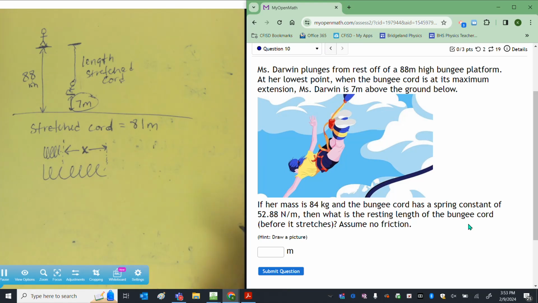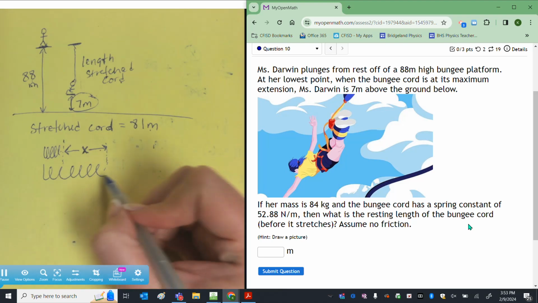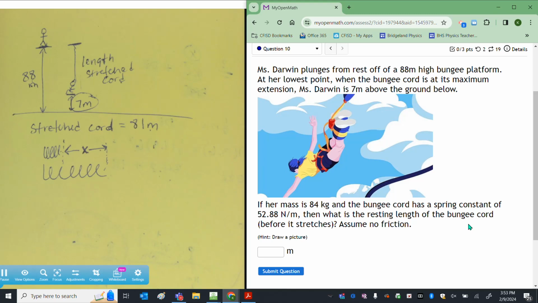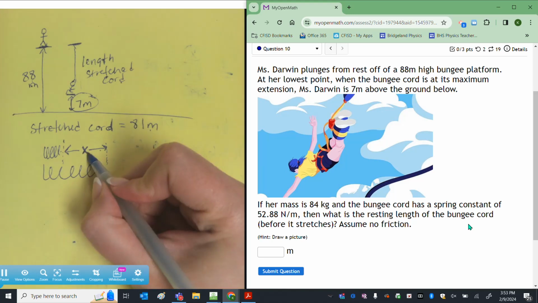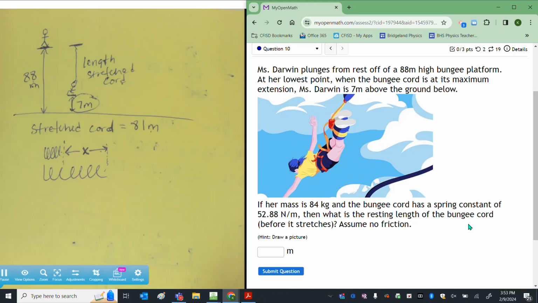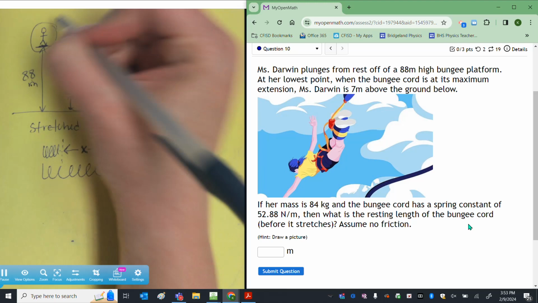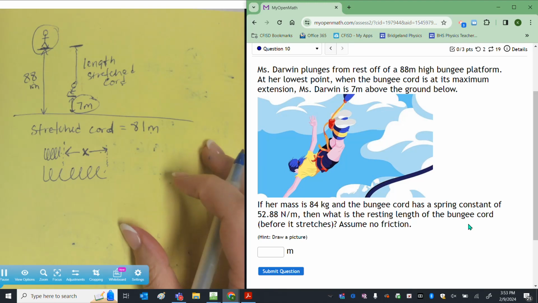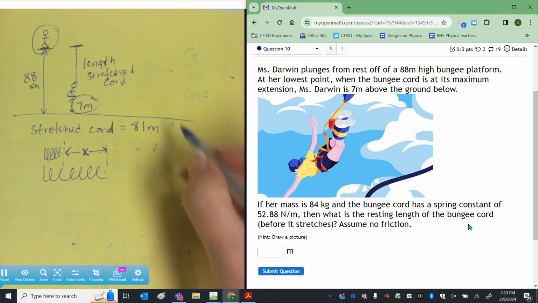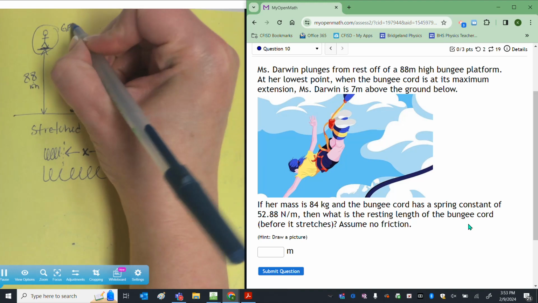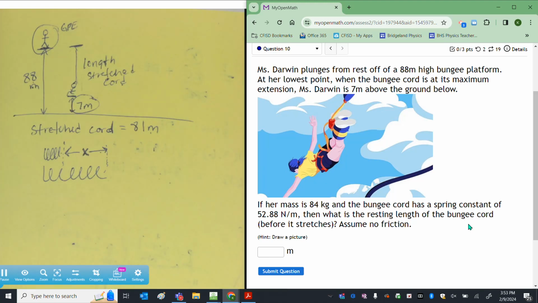Okay, so this is our stretched cord down here. Point being, this is in my elastic potential energy equation, so that needs to show up in my equation. Let's go ahead and see if we can write an equation. It gives us information about this initial state up here when we're on top of this platform. On top of that platform, we have GPE, and that's it. We're not moving yet. There's no stretched cord. We just have gravitational potential energy at that point.